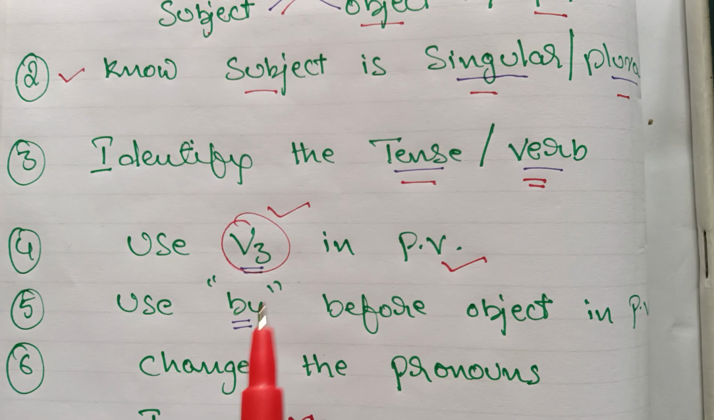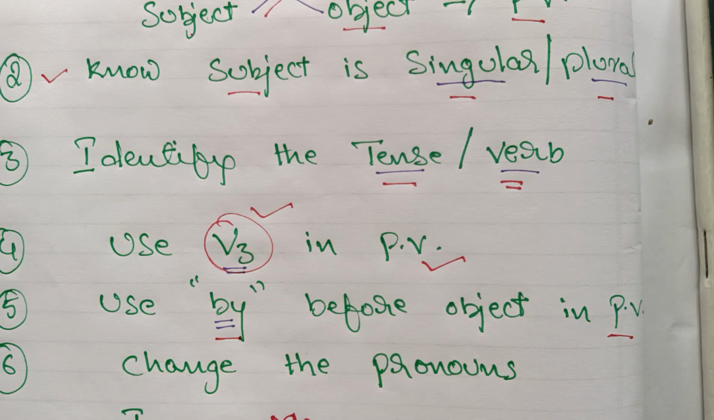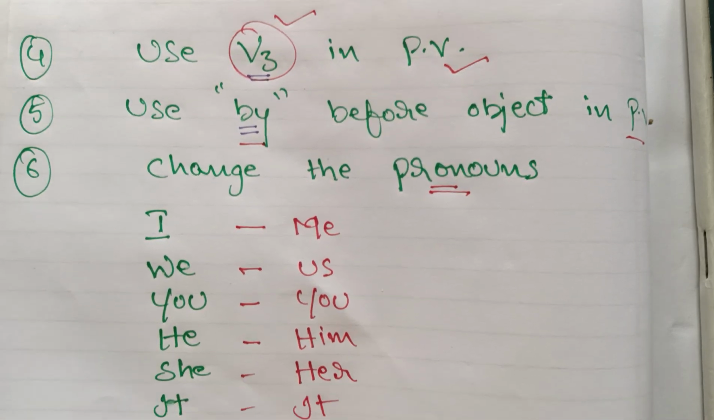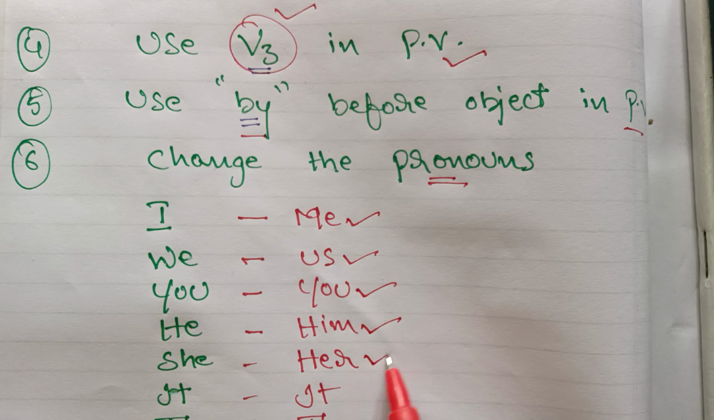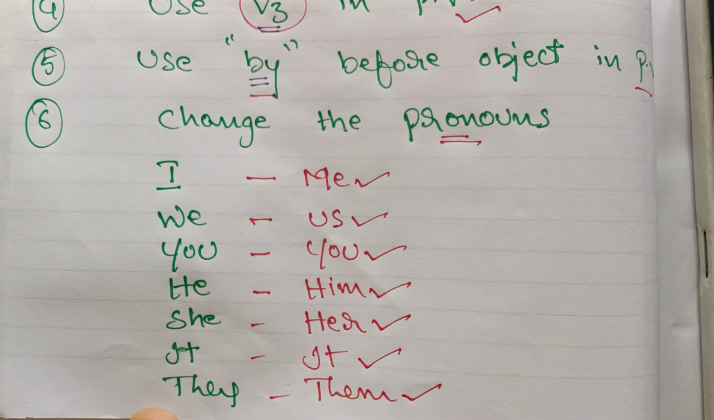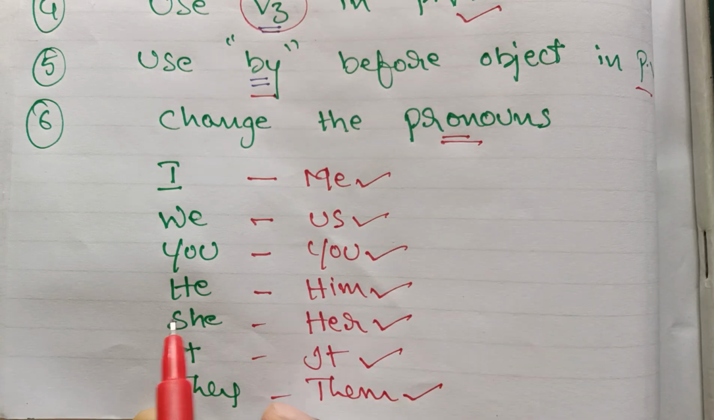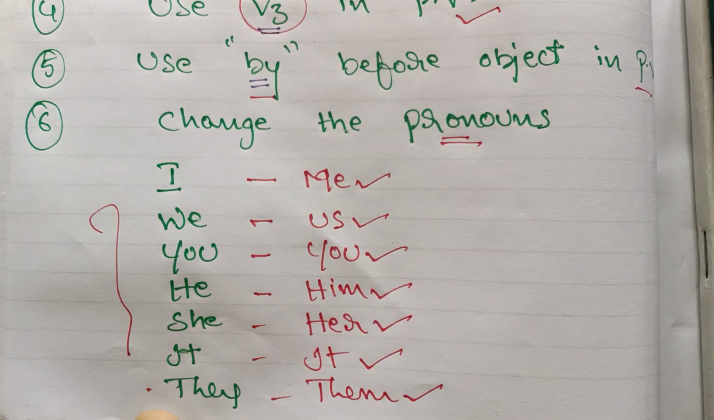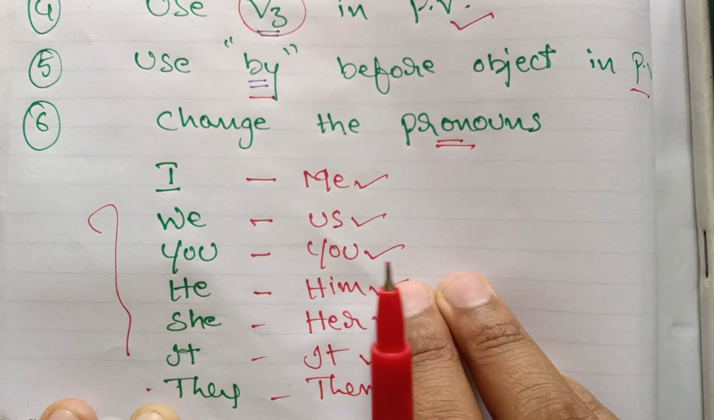And very important rule, fifth one, always use by before object in passive voice. Always use by before object in passive voice. And the last rule, change of the pronouns. So this will be like this. I will change into me, we into us, you into you, he into him, she into her, it into it, they into them. And in case they give these pronouns, like me will become I, us will become we, you, him will become he, her will become she, it, them will become they. If they give all this, change this one into this. That's all. These are the very fundamental rules while changing active voice into passive.